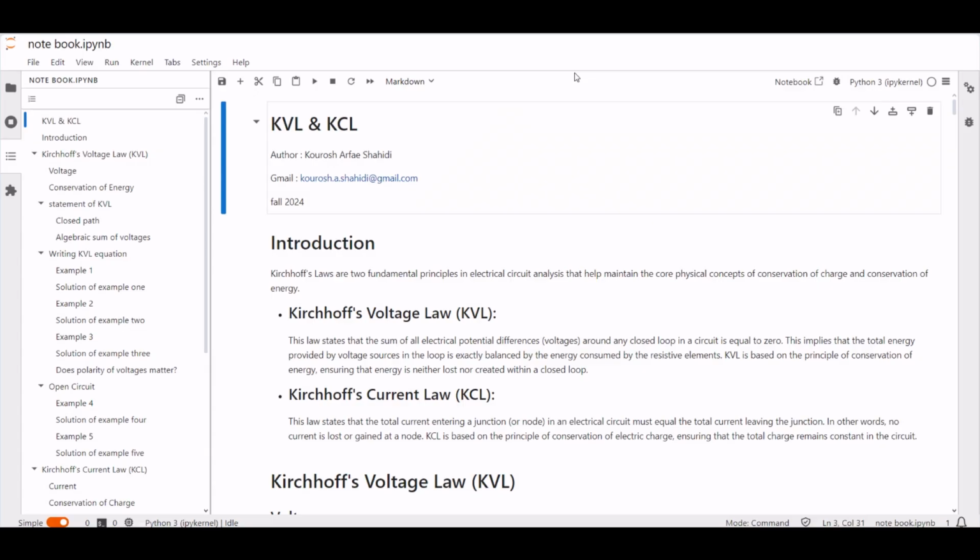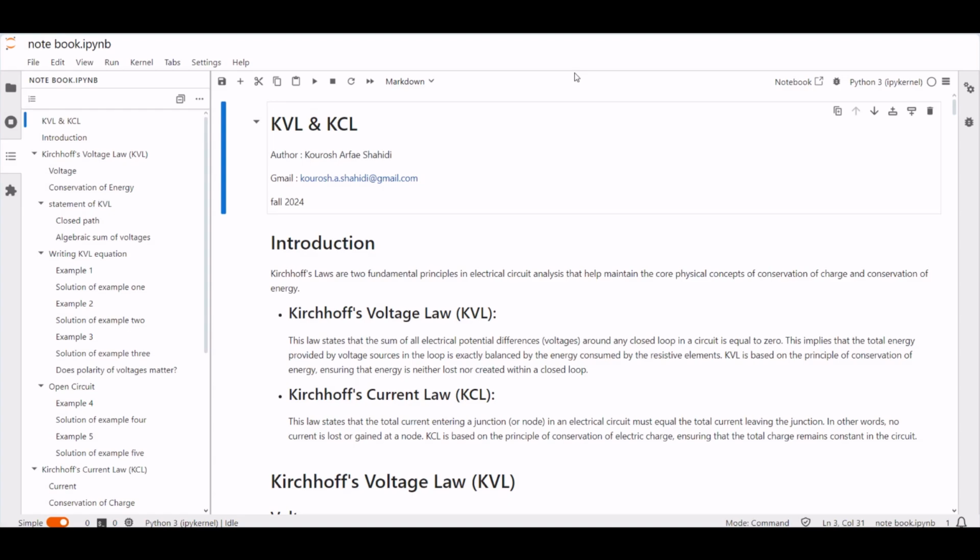Welcome to this presentation about Kirchhoff's circuit laws, commonly referred to as KVL and KCL. Kirchhoff's laws are two fundamental principles in electrical circuit analysis that help maintain the core physical concept of conservation of charge and conservation of energy. Kirchhoff's voltage law, KVL. This law states that the sum of all electrical potential differences around any closed loop in a circuit is equal to zero.